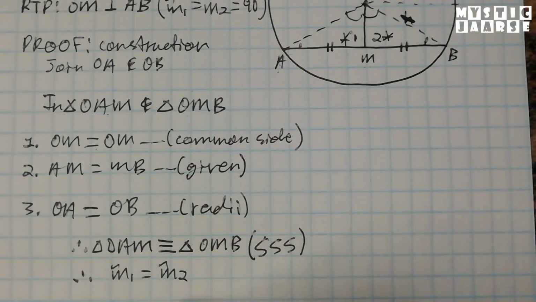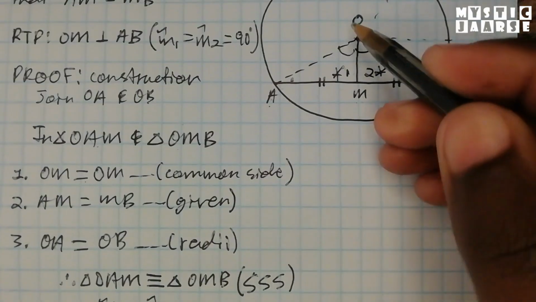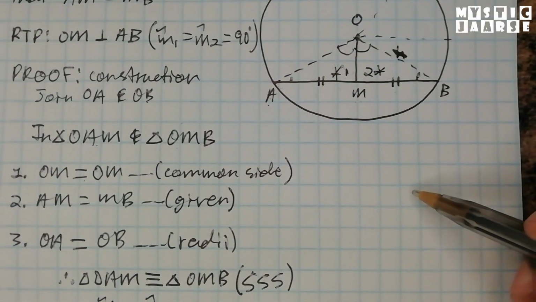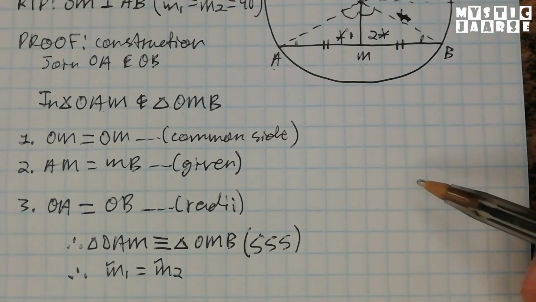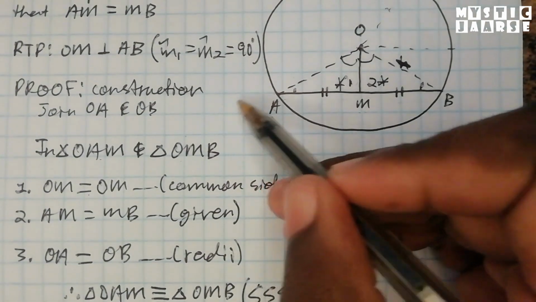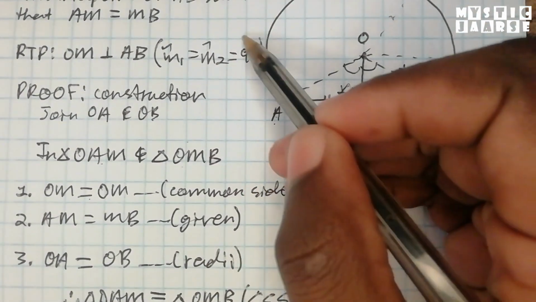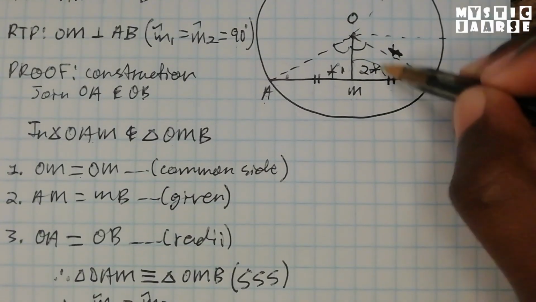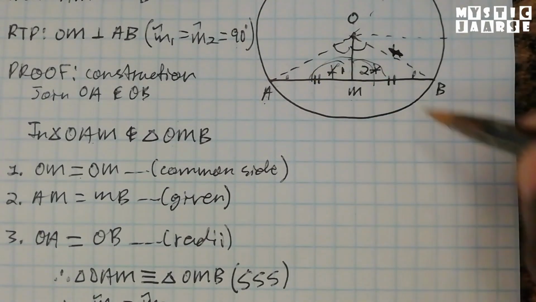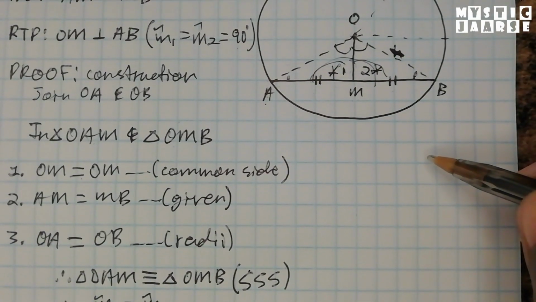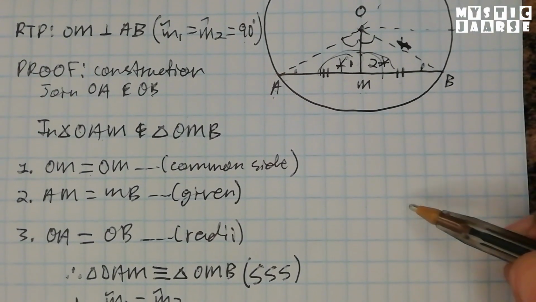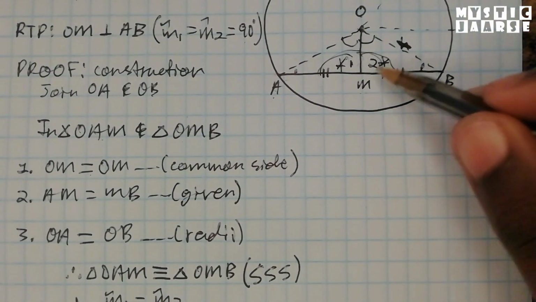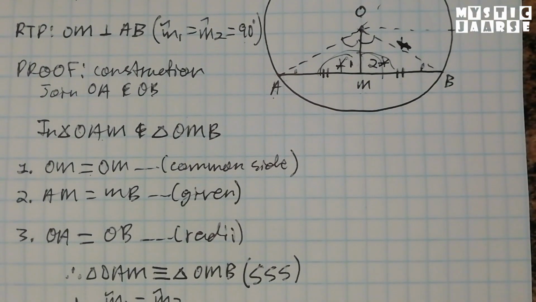We can only conclude this because we have proven that the two triangles are exactly the same to one another. But still, we haven't proven that the two angles are equal to 90 degrees, meaning we have just proven that they are equal to one another, but they are not equal to 90 degrees. So we need to prove that angle M1 or angle M2 is a right angle.